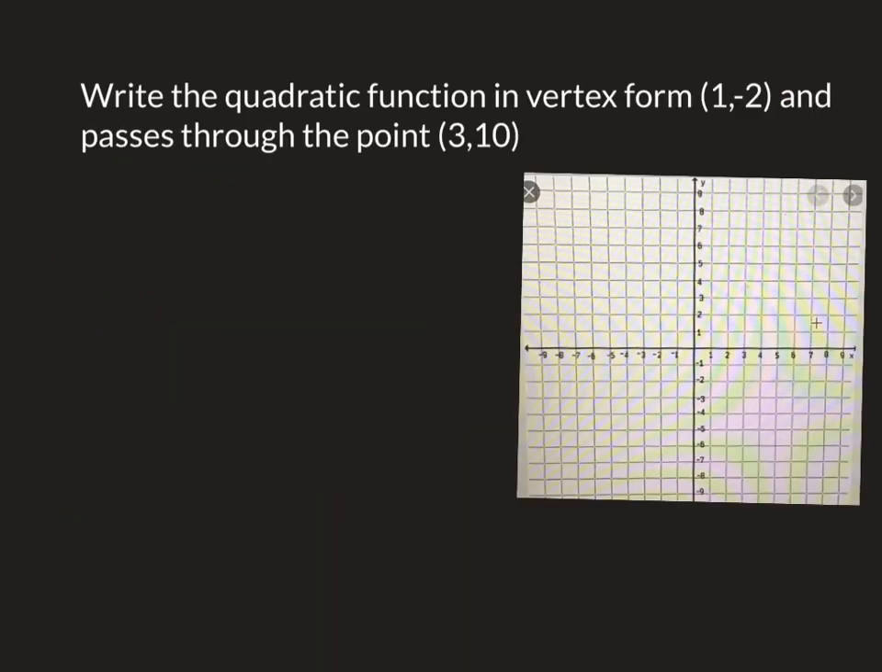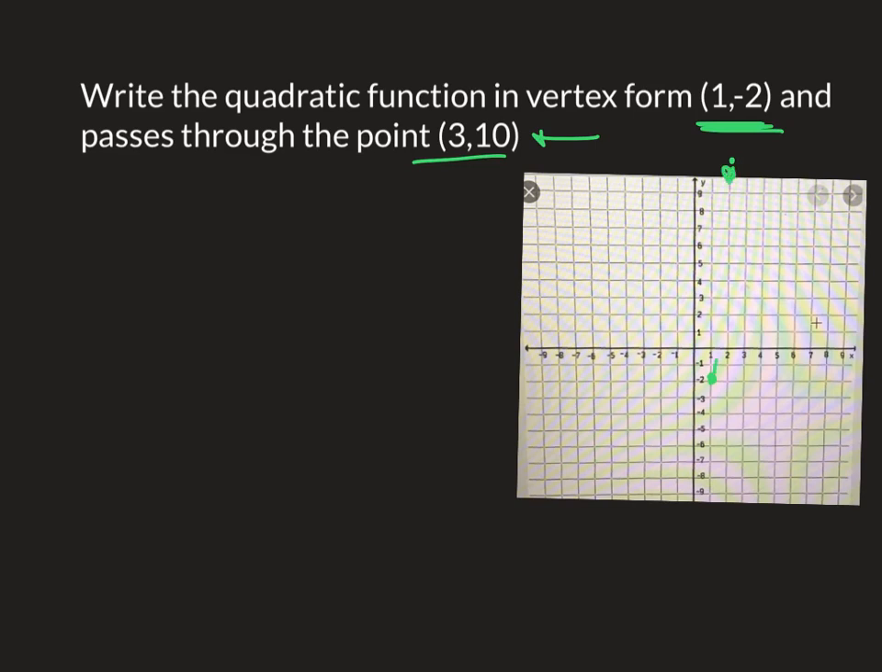I want to show you one more of those just to make sure you got it. Write the quadratic equation in vertex form. That's the vertex, by the way; I didn't write that out. That's the vertex, and it passes through (3, 10). The vertex is (1, negative 2). It's down here. It passes through (3, 10), which is way up here, even off the graph. Well, about right there, I guess.